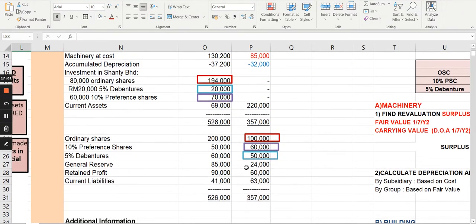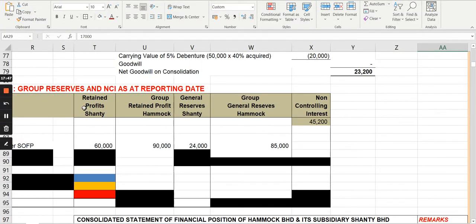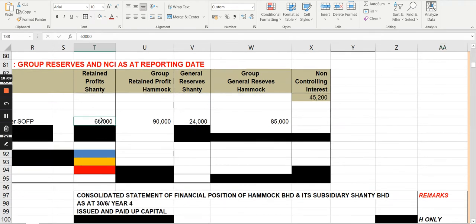This is where I take the figures from: retained profit of the parent, retained profit of the subsidiary, general reserve of the parent, general reserve of the subsidiary. You just take that first. So we have done that. I have put 5 columns here: 1, 2, 3, and then the last 2 columns. The last column is for the non-controlling interest. The last 2 are for general reserve of the holding and general reserve of the subsidiary. The first 2 columns next to the item are the ones for retained profit.